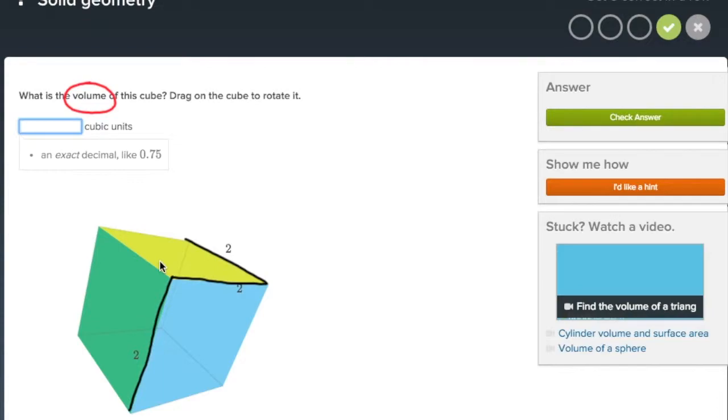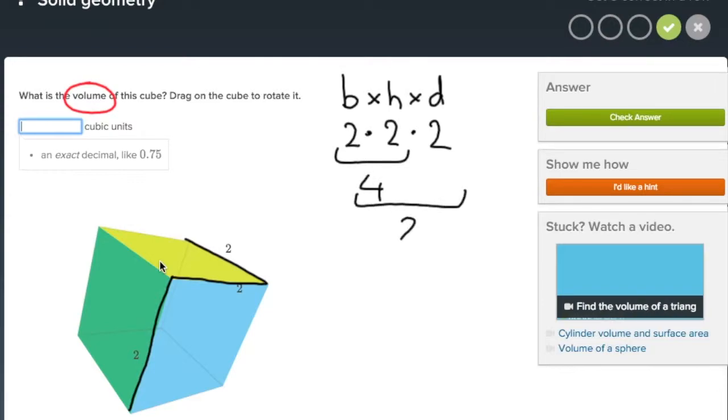So base times height times depth. And that there is, any rectangular prism is going to have that kind of formula for your volume. So in each of these cases, we actually have 2 times 2 times 2. 2 times 2 is 4. When you multiply that times 2 again, you get 8. So in this case here, we have 8 cubic units. We already have cubic units in the question there for us, so we need to go no further on that.